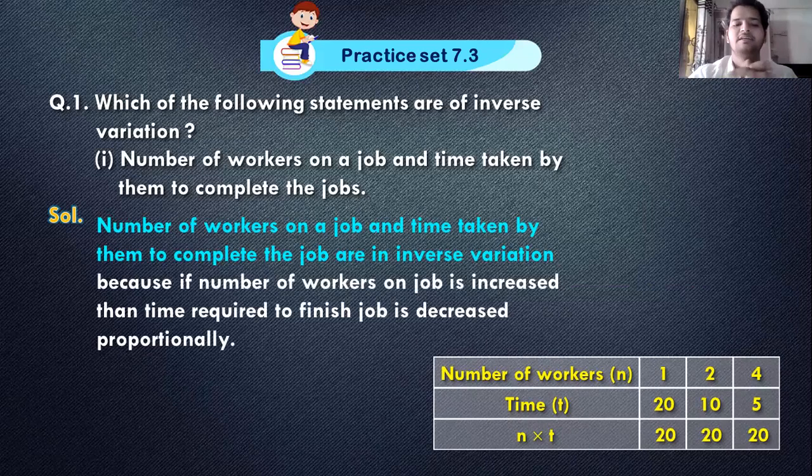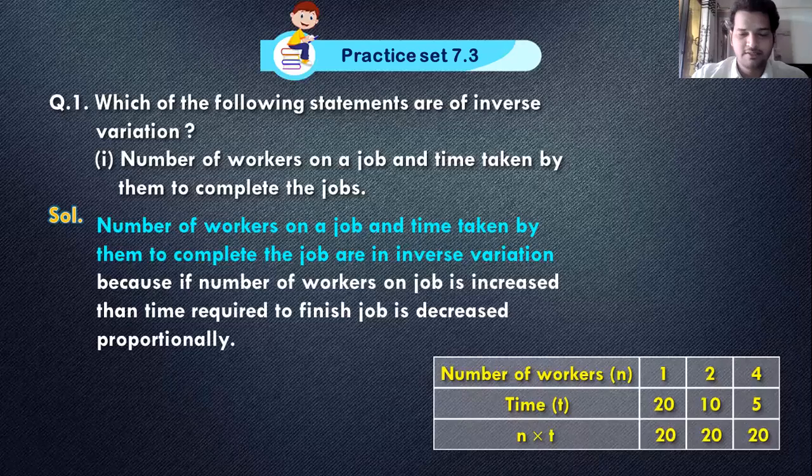We will also give the reason. Because if the number of workers on a job is increased, then the time required to finish the job is decreased proportionally. Proportionally means it will decrease in accordance with the increase. All right, fantastic. With this, we continue with the next sum now.